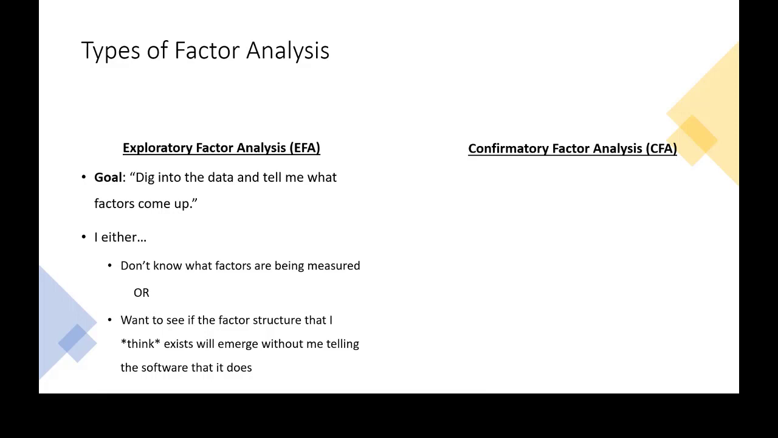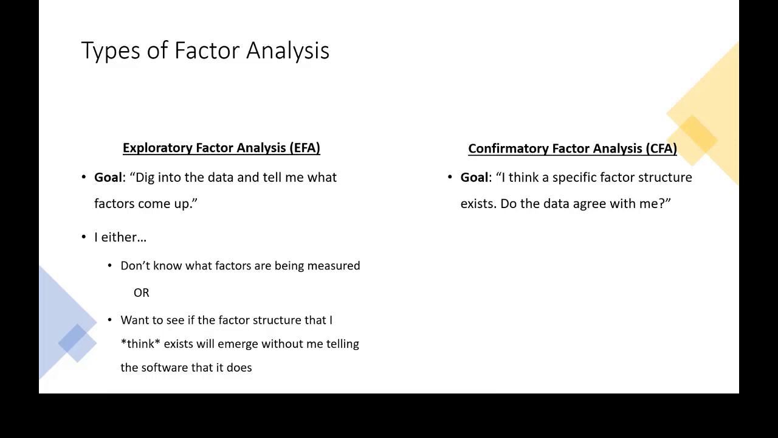Confirmatory factor analysis is the opposite. This is when you think that a specific factor structure exists. Let's say organizational commitment. I know, or at least I have strong reason to believe, there will be an affective commitment factor, a continuance commitment factor, and a normative commitment factor. And you basically tell SPSS or Stata, this is the factor structure. Do the data support that it exists?